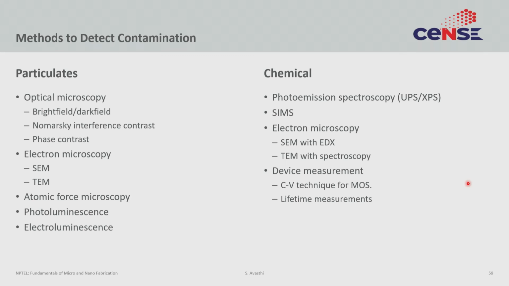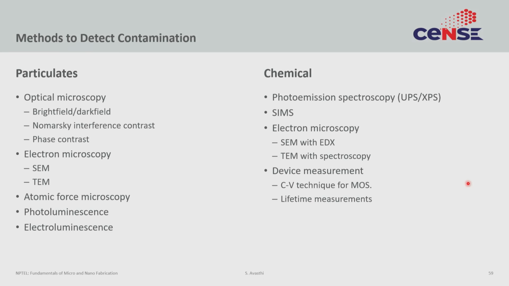If you are looking for chemical contamination, a common technique is to use spectroscopy with UPS or XPS. SIMS is another one. The only issue with these approaches is that the minimum limit of detection is pretty high. So, 10 to the power 16 per centimeter cube, and for XPS around 0.1% of the surface. So, for detecting very sparse contamination, UPS and SIMS are not very effective.